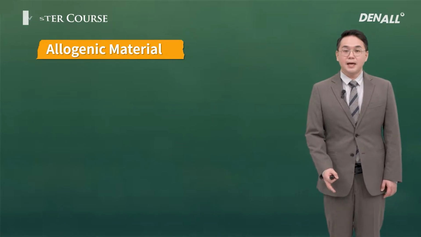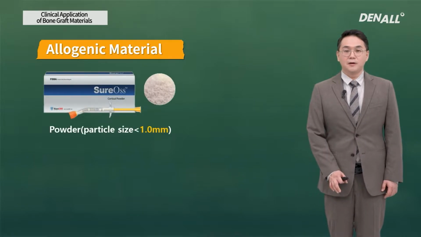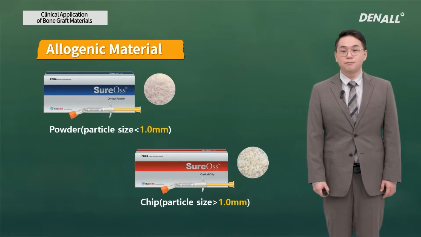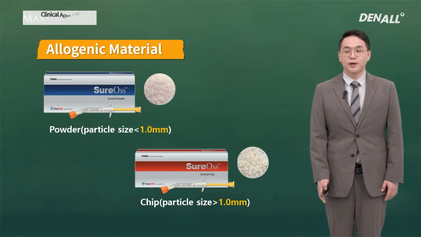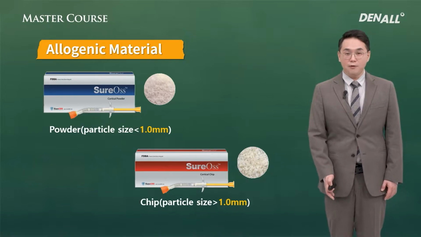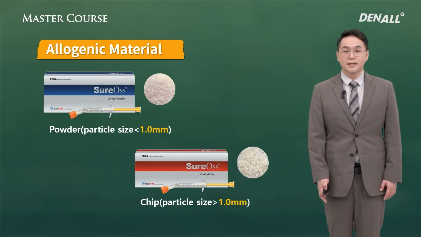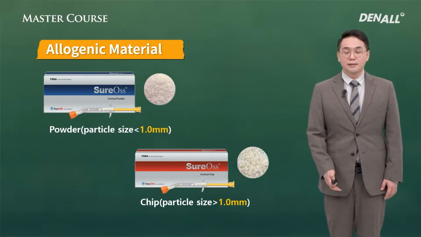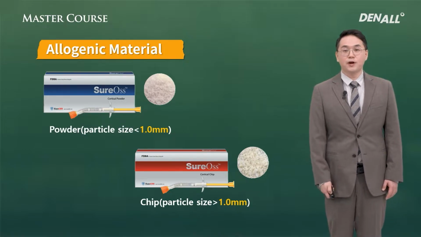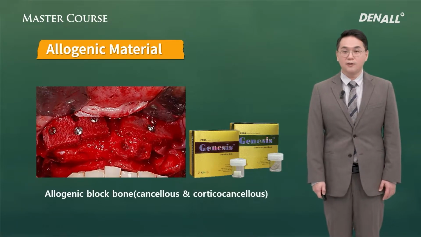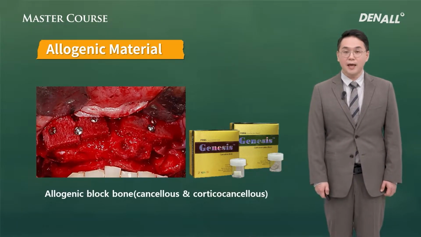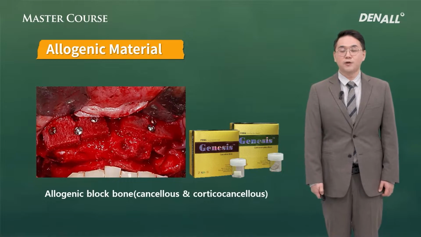FDBA can be in the powder form or a chip form, depending on the size of particles. If it is bigger than 1 millimeter, it is a large particle, chip type, and if it is less than that, it is a powder type. The allogenic material can also be processed in a block type. It can replace the autogenous bone.